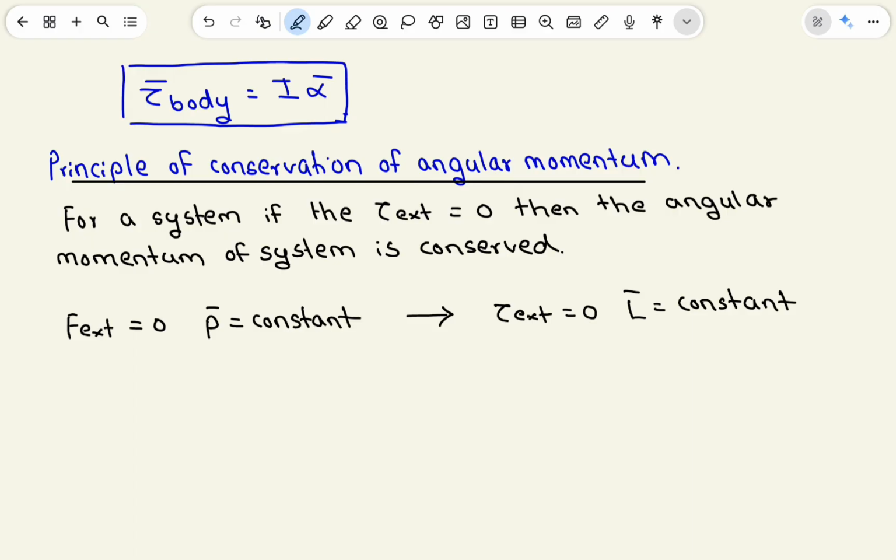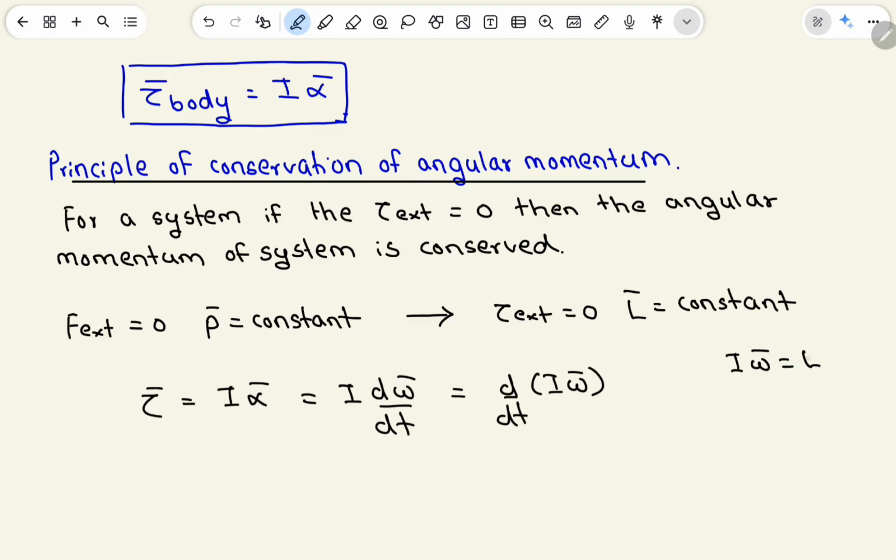It's a two-line proof using the relation that we have derived above. We know that tau bar is I into alpha bar. Now, alpha bar is d omega bar by dt, that is, angular acceleration is the rate of change of angular velocity. If I take I inside the derivative, I get d by dt of I omega bar. And we know I omega bar is angular momentum. So finally we get tau bar is equal to dL bar by dt.